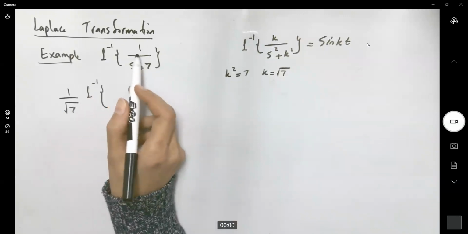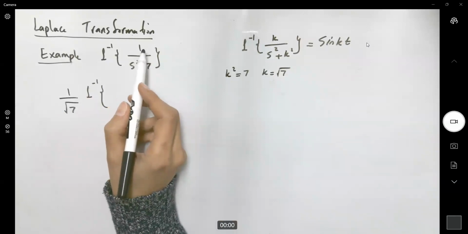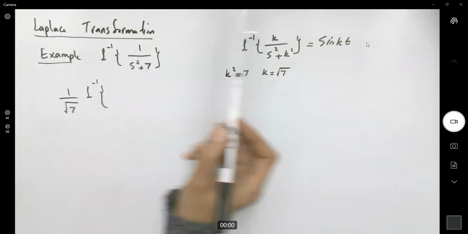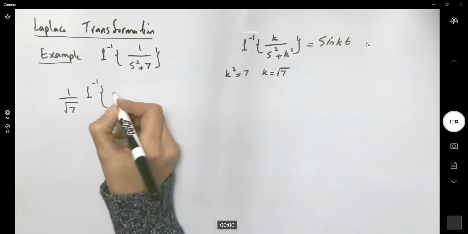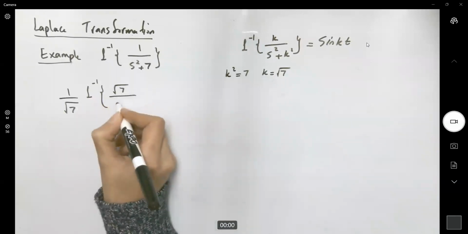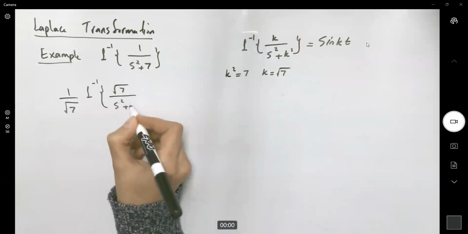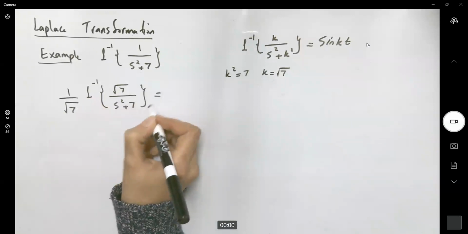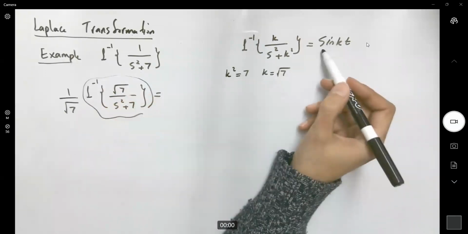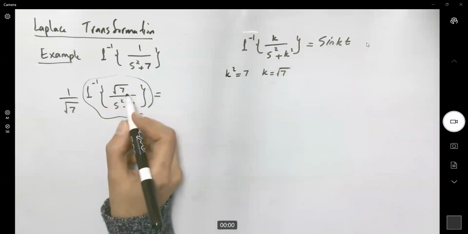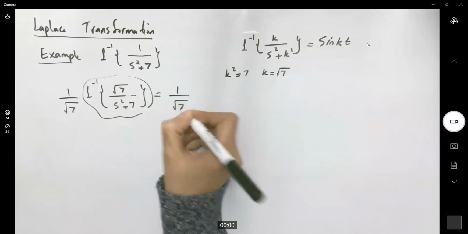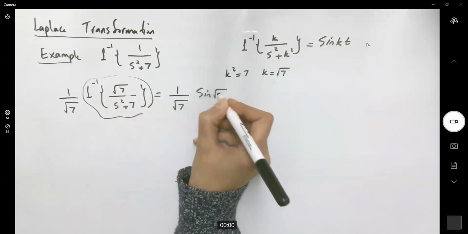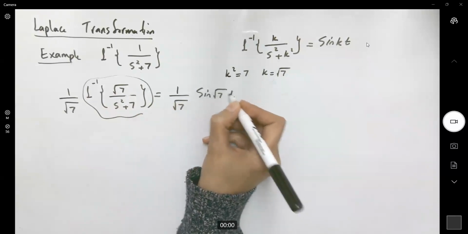This is just a transformation. Remember that you can just transform the scalars without any change to the function that you have. So you get the square root of 7 divided by s squared plus 7. But this is mainly sine kt, or sine of the square root of 7 times t. So we get 1 over the square root of 7 times sine of the square root of 7 times t.